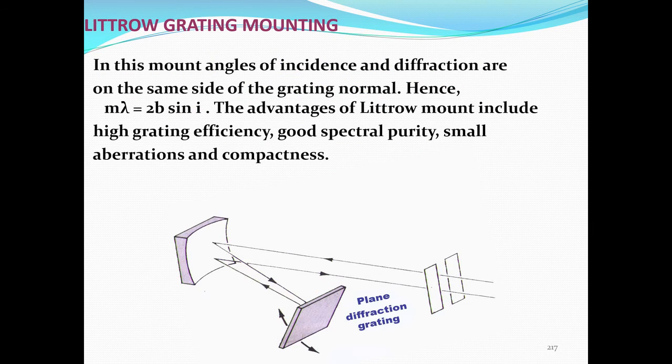Another arrangement is this, Littrow, with a single entrance slit and exit slit. The difference is the entrance radiation is coming from the top, and the exit radiation is also coming through the same slit, but slightly at a lower level. So this is known as Littrow grating mounting. The advantages of this are high grating efficiency, good spectral purity, small aberrations, and it is much more compact than double slits.